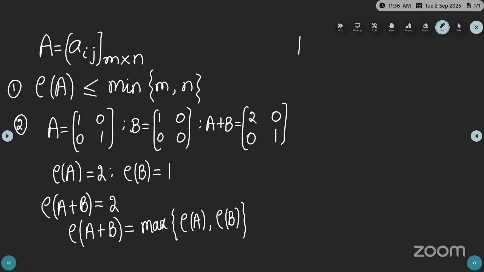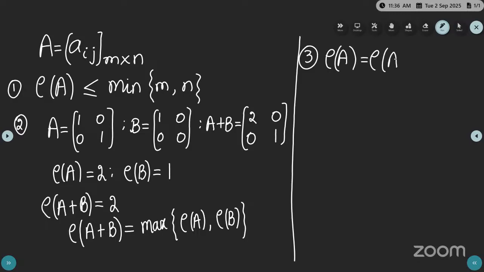Next, rank of A equals rank of A transpose. By taking the transpose of it, you will not get any change in the rank of the given matrix. Okay. Next.